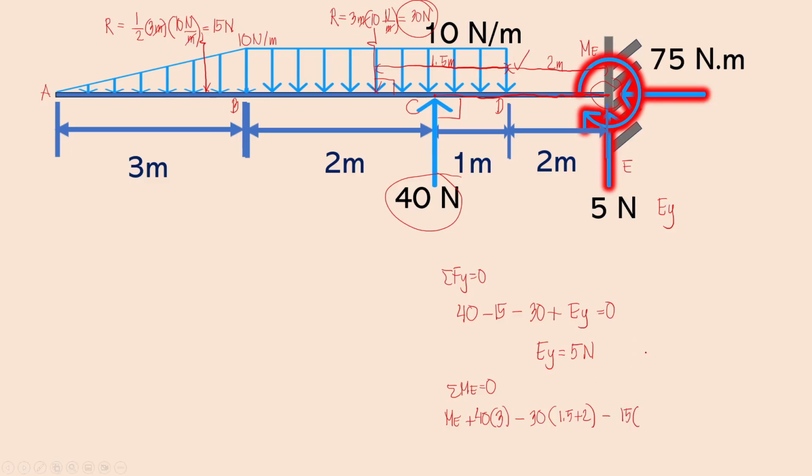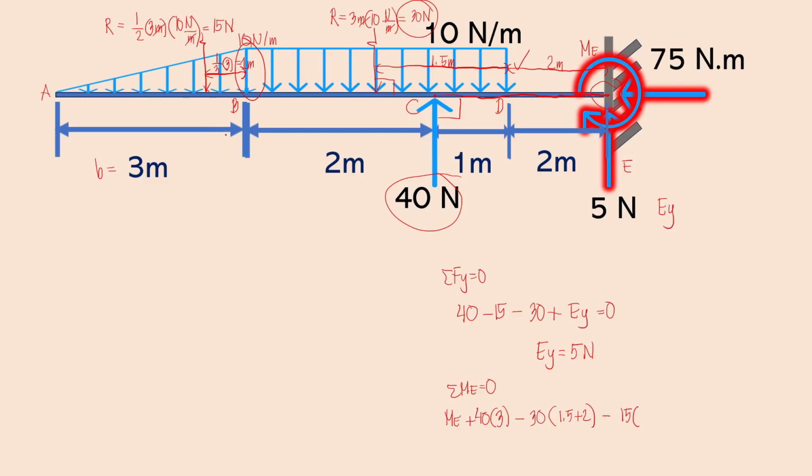Now, for triangles, the resultant acts at the centroid. And the centroid acts 1/3 of the base from the height. This is the height of our triangle. And so, from here to the resultant, or the centroid of the triangular load, that will be 1/3 of the base. So, 1/3 of 3 meters, because this is our base. So, 1/3 of 3 will give us 1 meter. So, this distance is 1 meter.